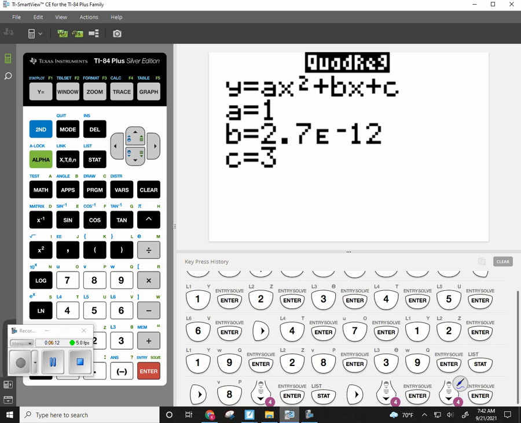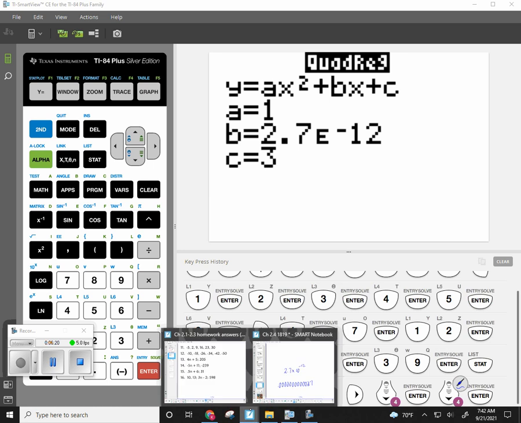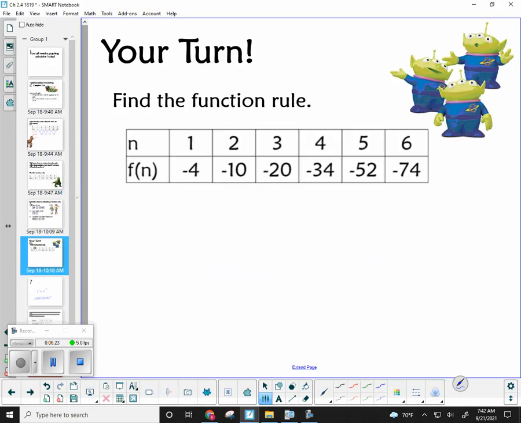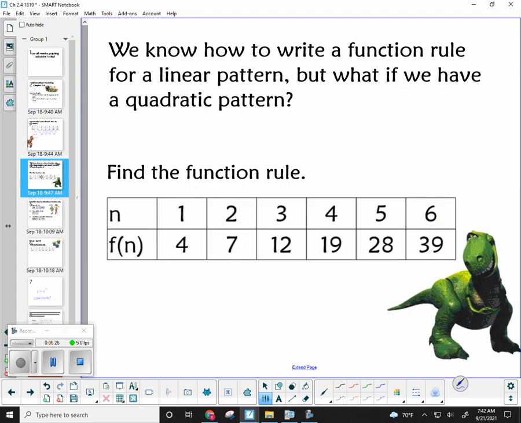So now we can just plug it in. So we have y equals, or f of n equals. Okay, here we go. So f of n is equal to, what was the a value? 1. So you can just do 1 n squared or just do n squared. And then our b value was 0. So we can put 0 in, but we don't have to. And then our c value was 3. So it's just going to be n squared plus 3.